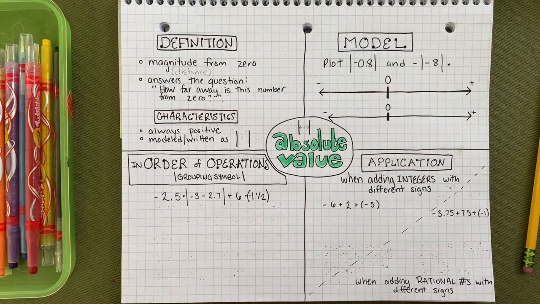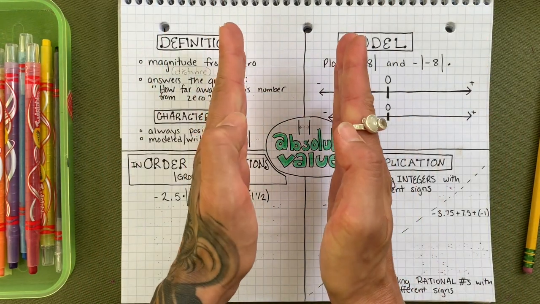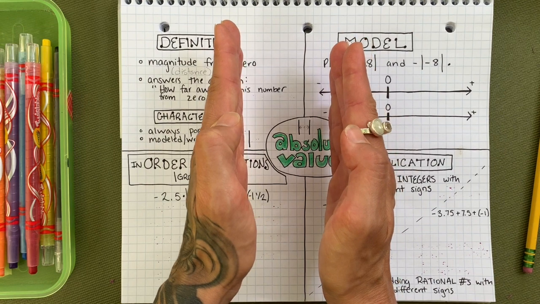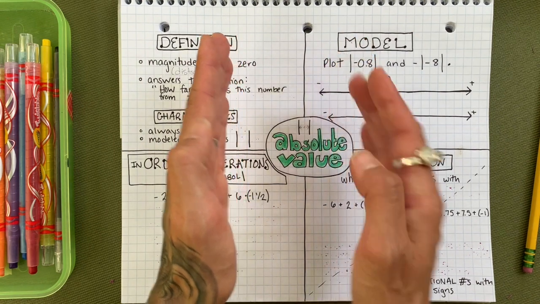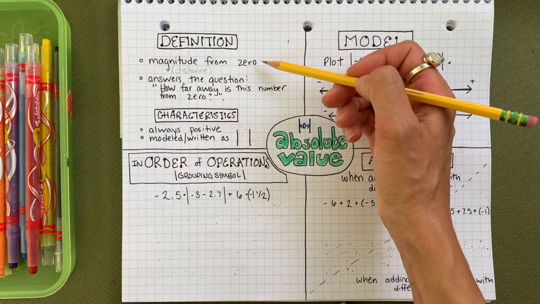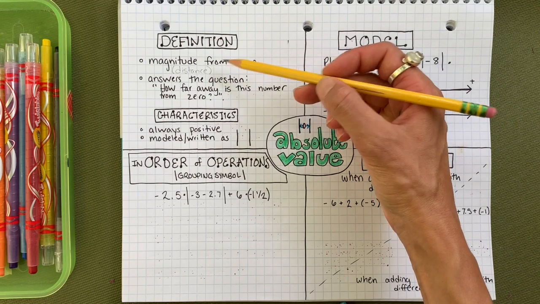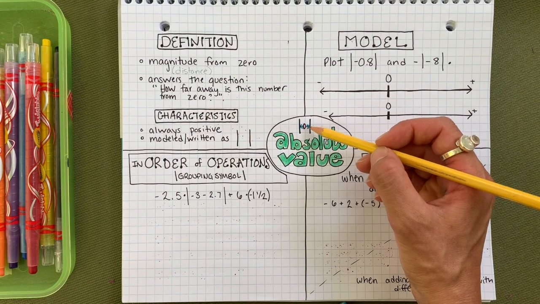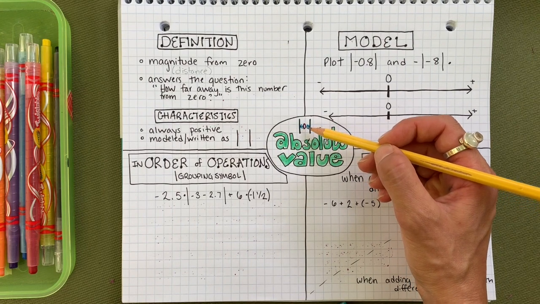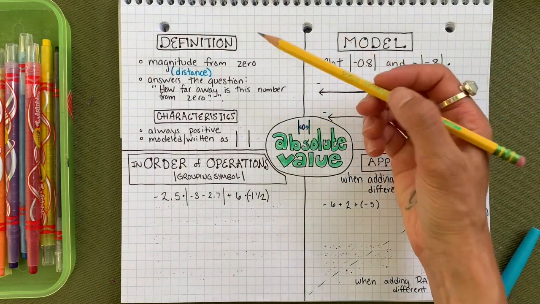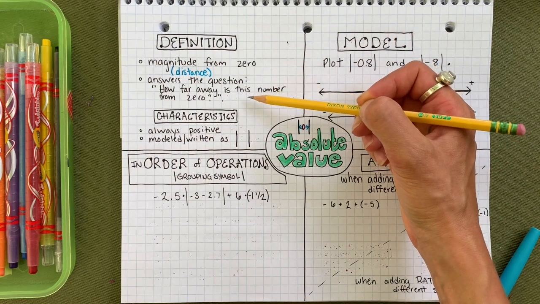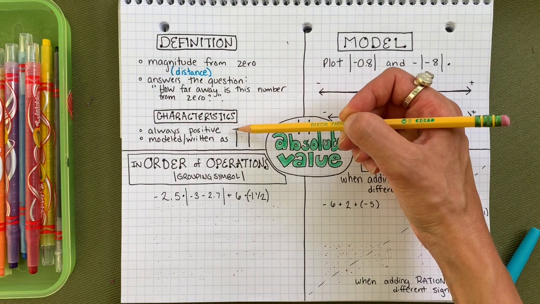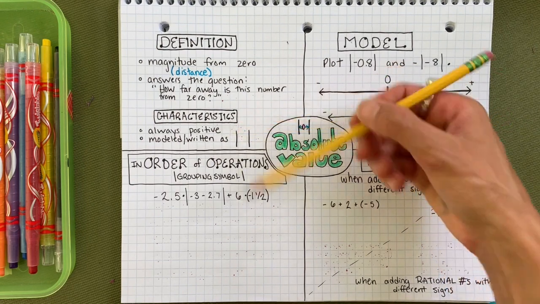The notation for absolute value is 2 vertical bars. Anything in between the vertical bars is what you're looking to find the distance from 0. Absolute value is defined as the magnitude from 0. Magnitude is a fancy word for distance. So all we're trying to do is find out how far away a certain number or value is from 0. Absolute value answers the question, how far away is this number from 0? An absolute value is always positive.